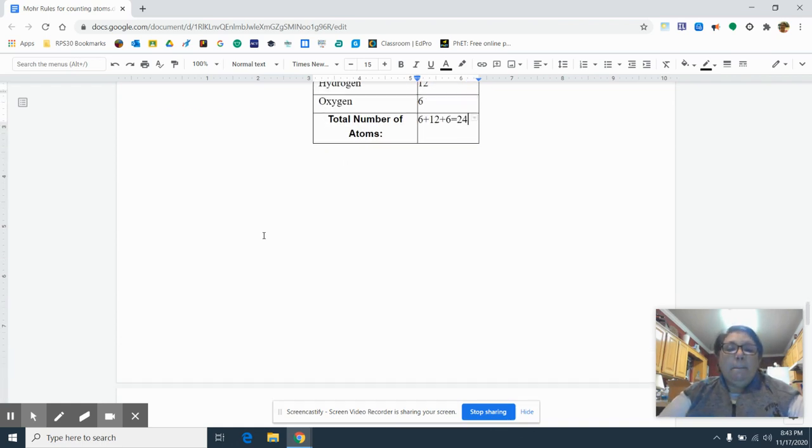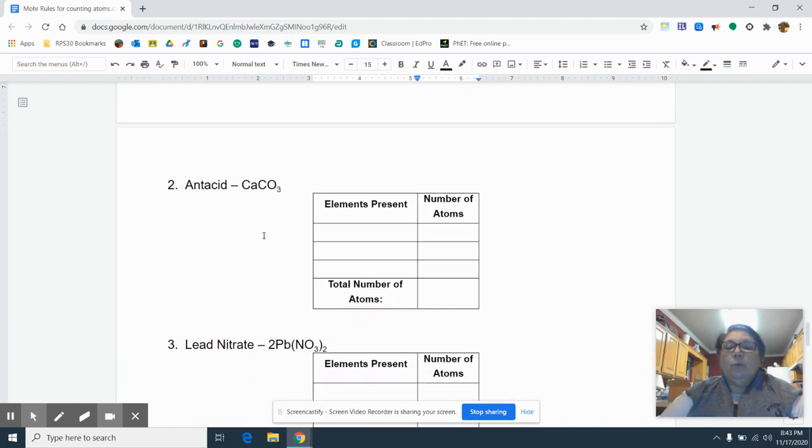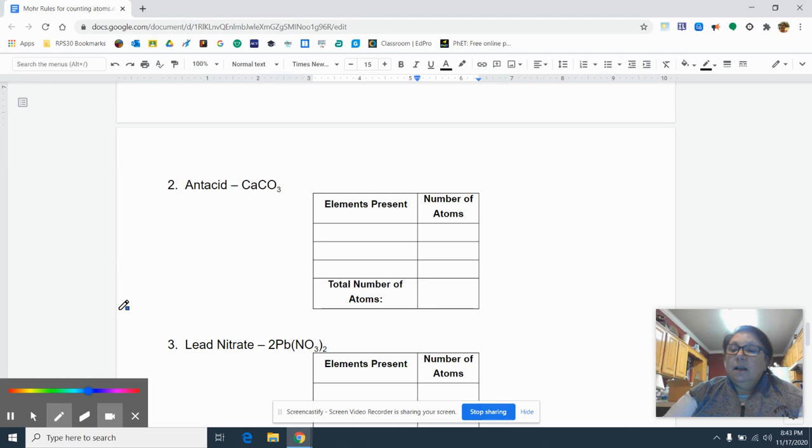Okay, let's do another one. This is if you have an upset stomach from drinking too much coffee, like I generally do. This is an antacid, CaCO3. All right, what are the elements? Remember, we're looking for capital letters.